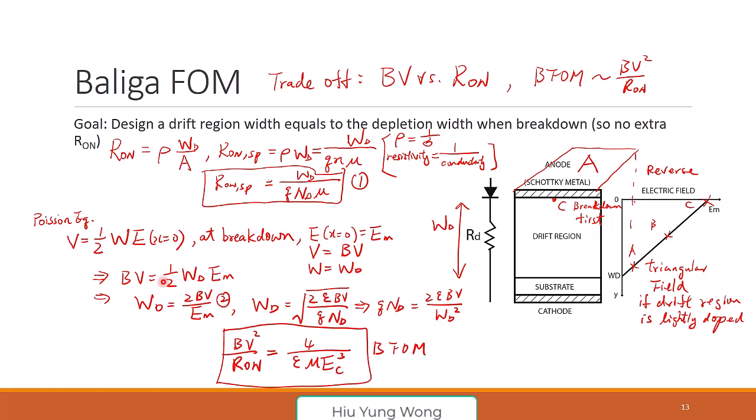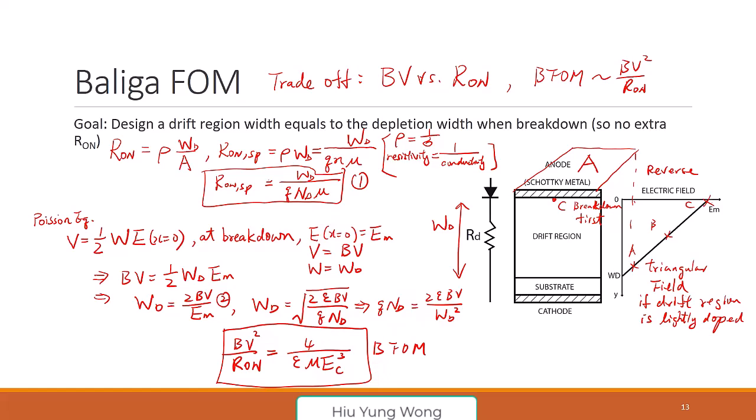So we just use the equation we learned before, including how to find the depletion width, right? And this is just the Gauss law here. And then from this equation, we get QD equal to this. Now we just need to substitute WD into here, and then QND into here. Then after some manipulation, you will get this Baliga figure of merit.